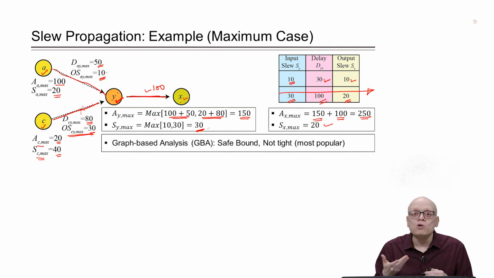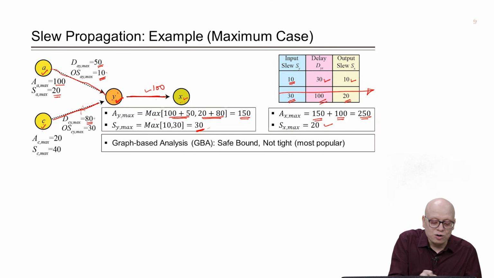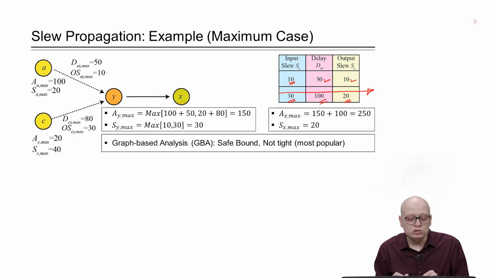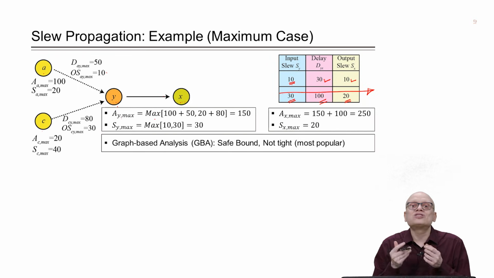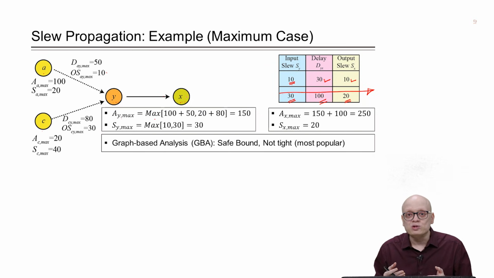So, let us do a more realistic analysis. The correct, more realistic way of analysis is to consider the slew propagation and arrival time propagation first through the path A to y to x, and then through the path C to y to x, and then take the worst of the situation that is visible at the vertex x. That is the right way. So, now let us do the right way and see how the computation changes.